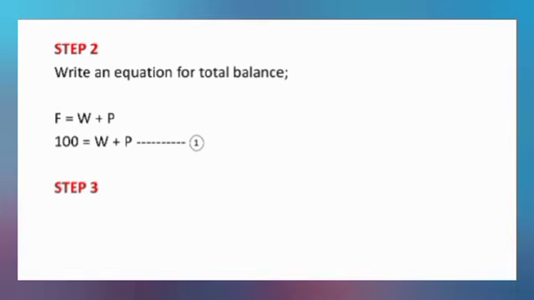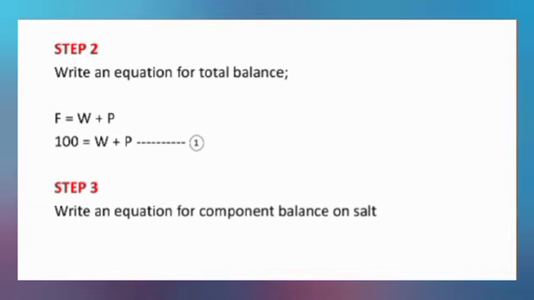Let's write an equation for the component balance. The first equation is for the total balance. Then we have to write an equation for the component balance. As I kept saying, the component balance actually focuses on a particular component. So let's say it focuses on salt in this case, or it focuses on water. So in order for things to be easier, we go by focusing on the salt as the component of interest.